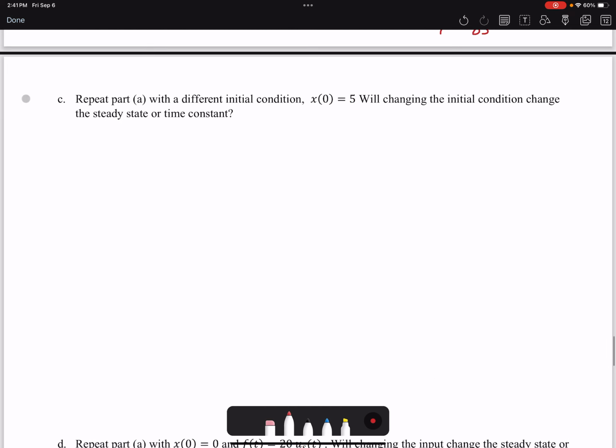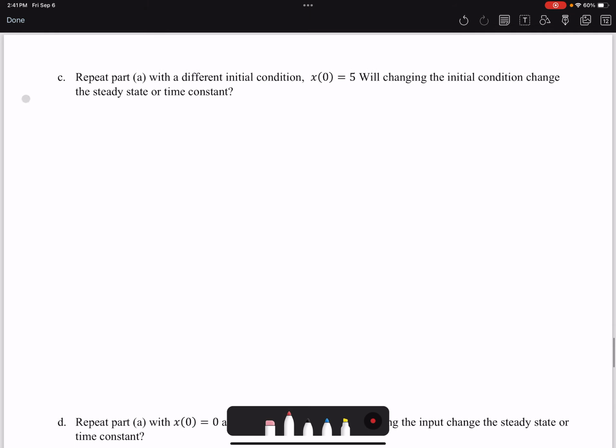Let's look at part B or part C of this problem. We want to repeat this, but with a different initial condition. This time the initial condition is not 0, it's 5. We want to know whether changing the initial condition would change the steady state or the time constant. So let's repeat the problem. Here we have 2s Xs minus x naught, which is 5 here, plus Xs equals 10 over s.